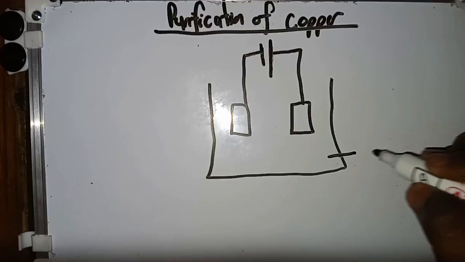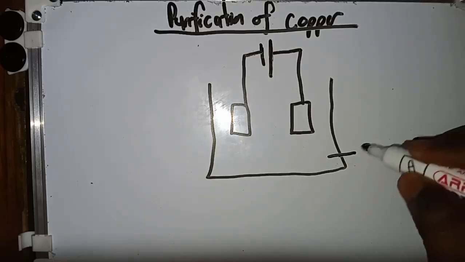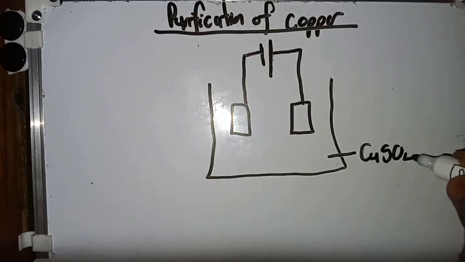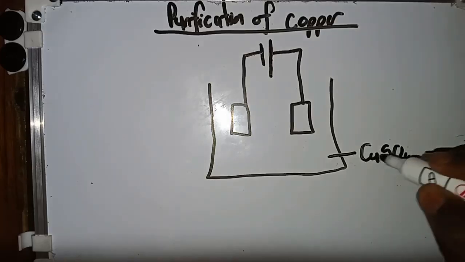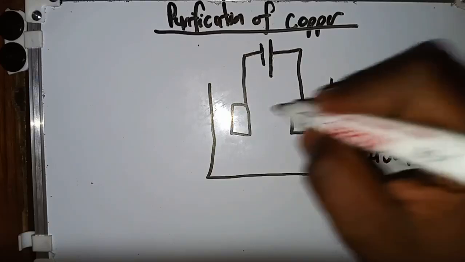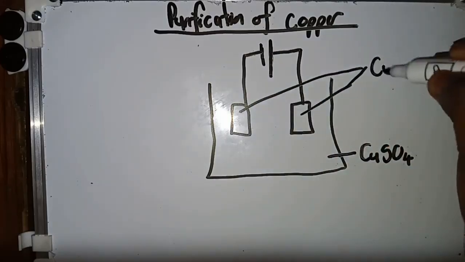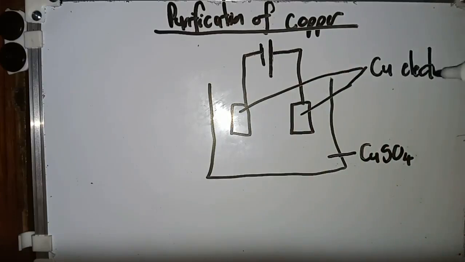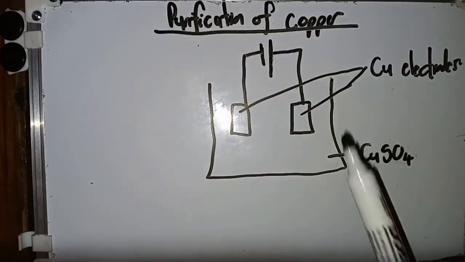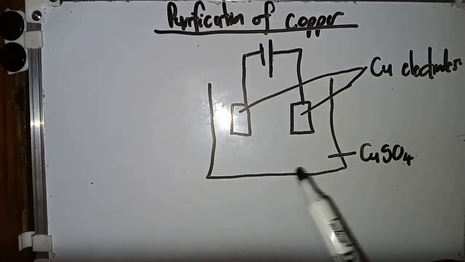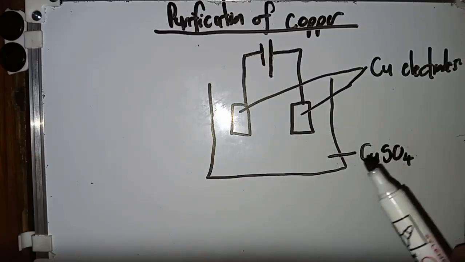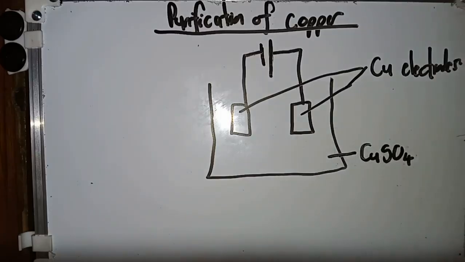If they say electrolysis of copper sulfate using copper electrodes, that will be purification of copper. Electrolysis of copper sulfate using copper electrodes, that will be purification of copper. If they say electrolysis of zinc sulfate using zinc electrodes, that will be purification of zinc.